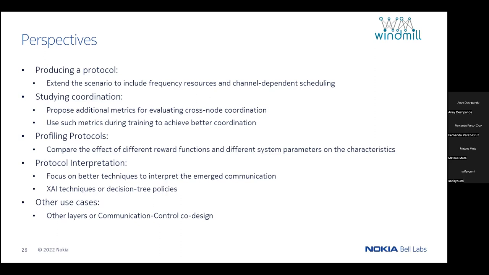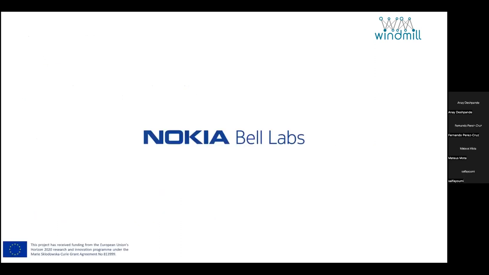And the one that has the most possible application studies here is the protocol impact interpretation, because explainable AI techniques for reinforcement learning are kind of lacking. You can focus on better techniques to interpret the emergent communication, XAI techniques, decision tree processes, and all. And this framework can be applied to other layers, and to communication protocol design. So, yeah, that's it. Thank you.